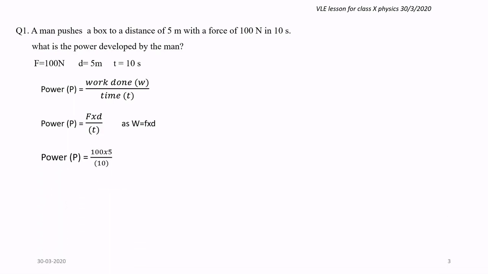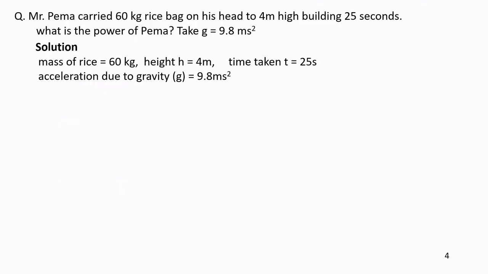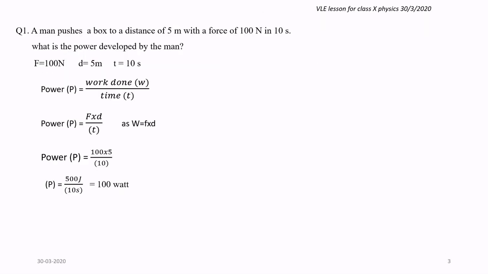So we have power is force, 100 Newton, displacement is 5 meter, and the time is 10 seconds. While calculating, we get 500 over 10, so that is 100 watt. So power developed by the man is 100 watt.